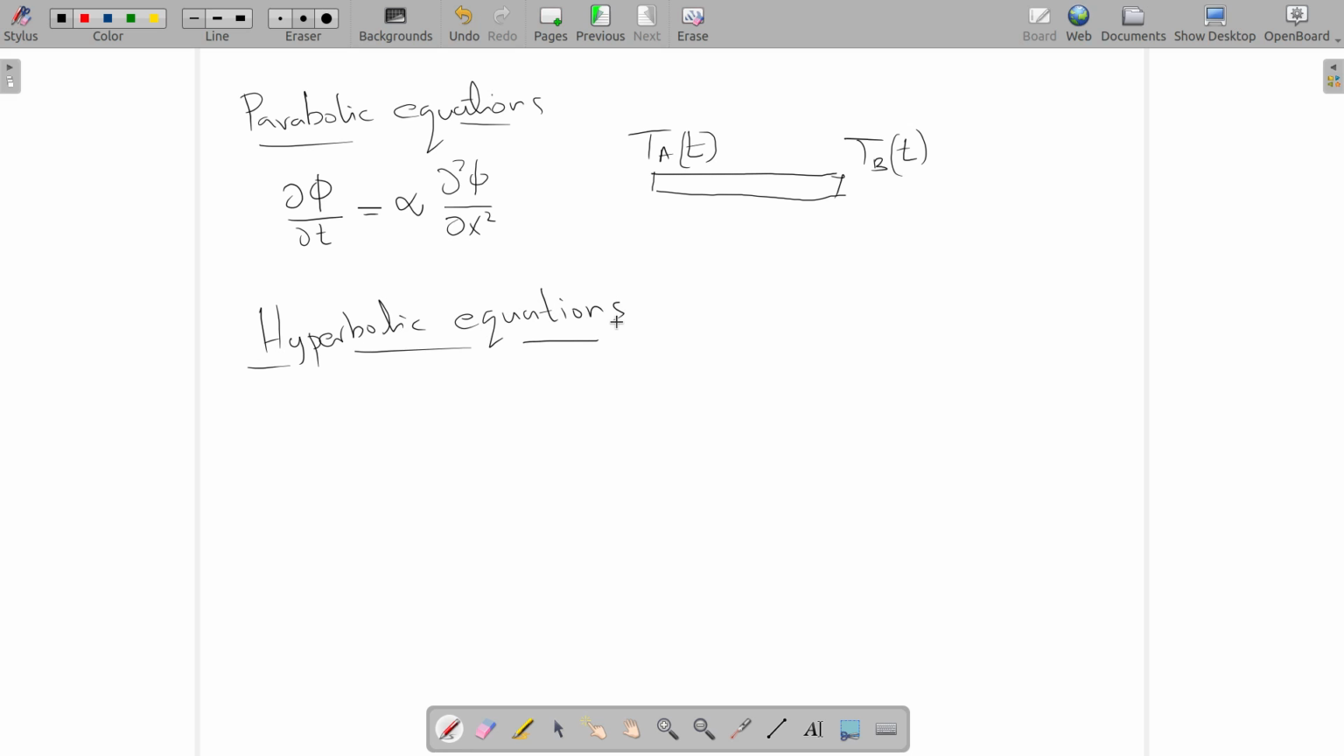So what are hyperbolic equations? A prototype of the equation will look something like this. Now what is the difference here? It looks very similar to that of the parabolic equation, but you have the second derivative of phi here.